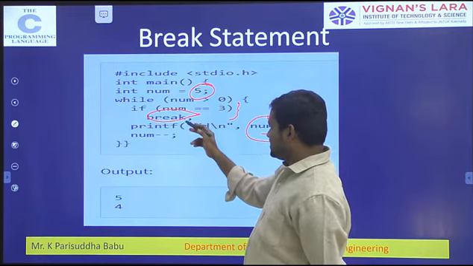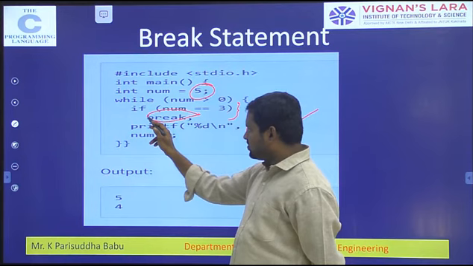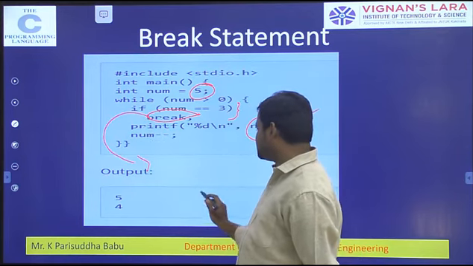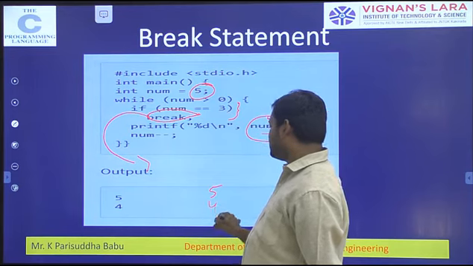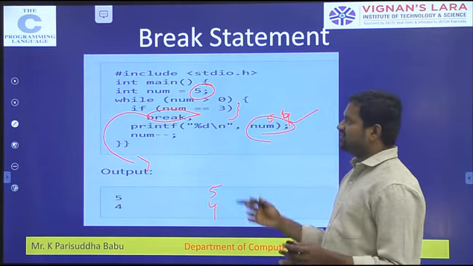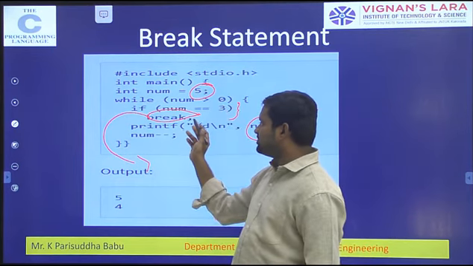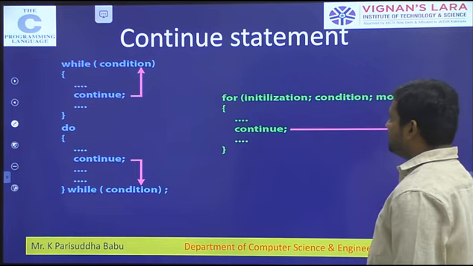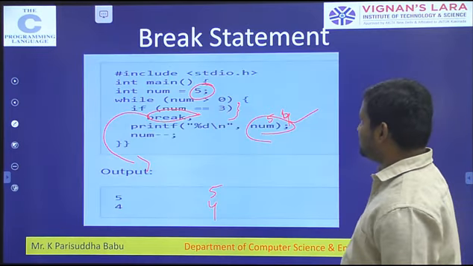Why? Because after breaking, the control will skip the instructions and go out, so only 5 and 4 are printed. Whenever 3 is encountered, it automatically breaks the loop. So that's about the break statement.